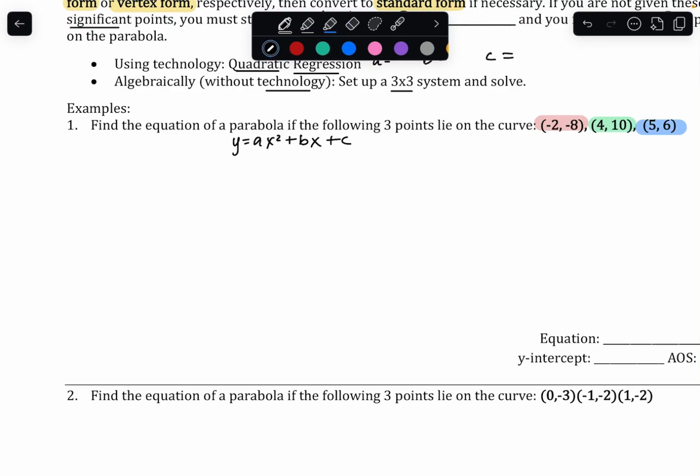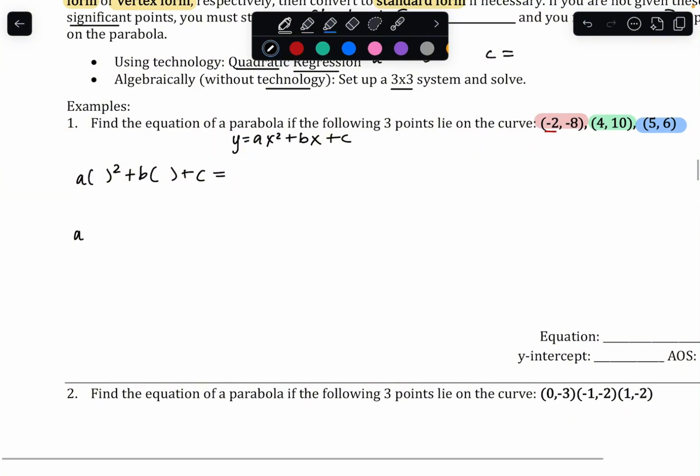Okay, and in each case, we're given an x and a y for each point. The best way to set it up is to write ax squared plus bx plus c equals, and then you're going to fill in the x and the y. We're going to do that for all 3 points. We have ax squared plus bx plus c equals y.